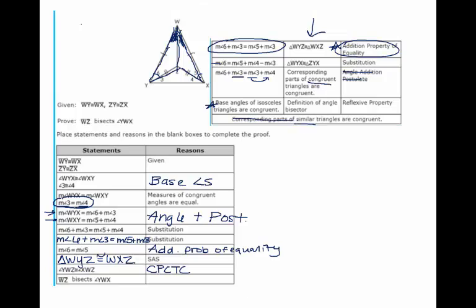Be very careful though, because notice how similar this is to this. This is the wrong answer. Even though it looks a lot like it, that uses the word similar, where we are talking about corresponding parts of congruent triangles are congruent. And last but not least, WZ bisects angle YWX. We know that it bisects just because of the definition of an angle bisector.